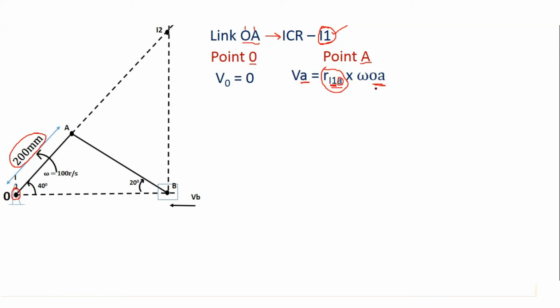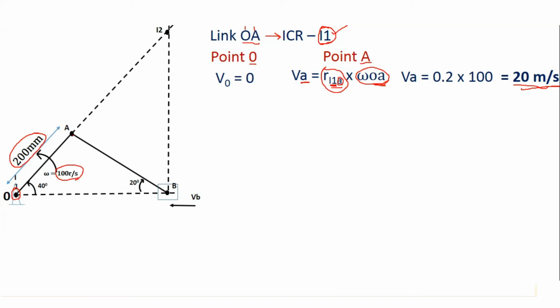Also the value of omega OA is given to us in the question, that this link OA rotates with an angular velocity of 100 radian per second. So both the values are known. I will substitute them and get the answer for VA as 20 meter per second. This is my first answer. So this completes our analysis of link OA.